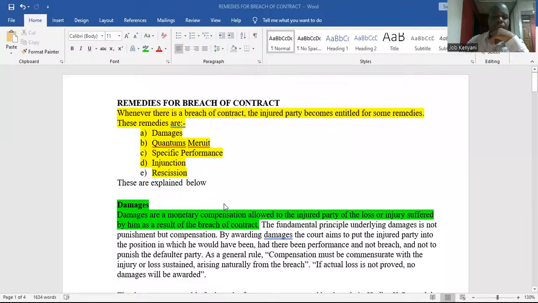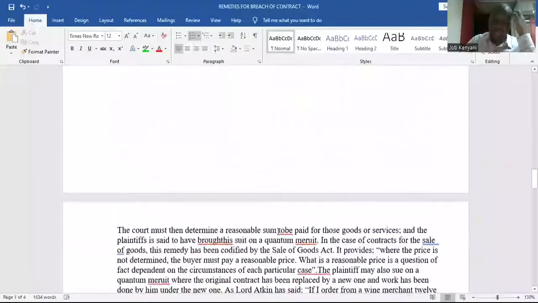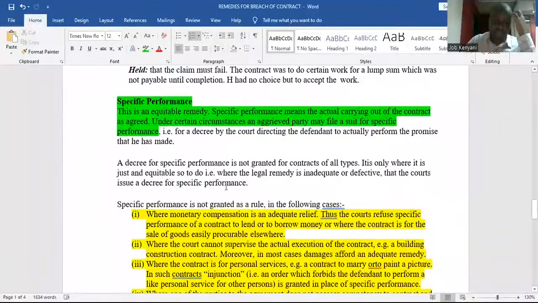So you're saying we have damages, quantum meruit, specific performance, injunction, and rescission or cancellation of the contract. You can decide to cancel the contract in case of breach. Specific performance is where basically the party is compelled to carry out his part of the terms, his part of the obligation or duties under the contract.